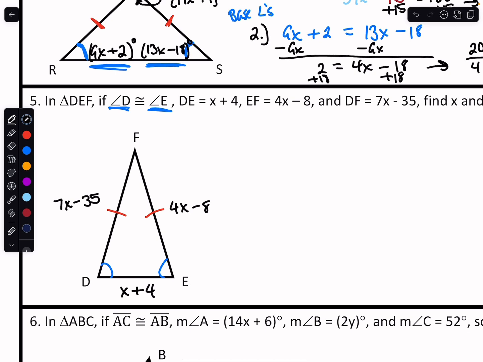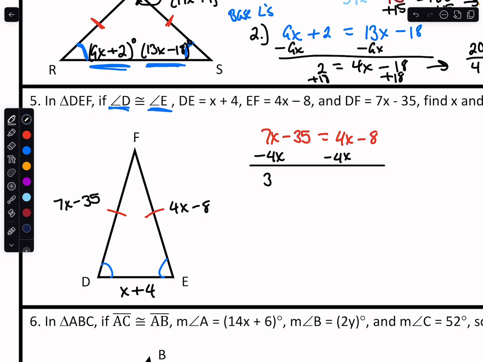When we're trying to set up an equation, what we need to do is find 2 things that are equal, or knowing that angles add up to 180, right? And in that picture, we have tick marks on 2 of the sides. DF and EF have to be equal, right? They're the legs of our isosceles triangle. So set them equal, solve for x.